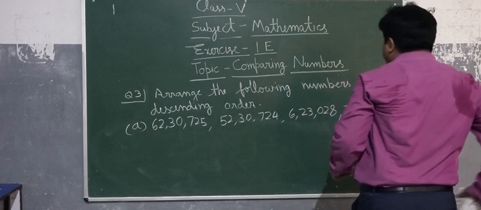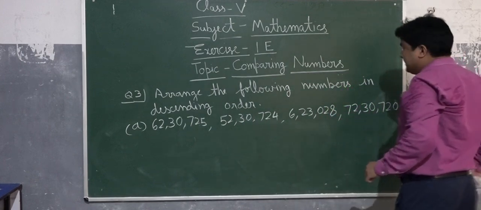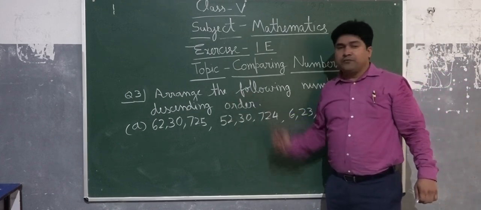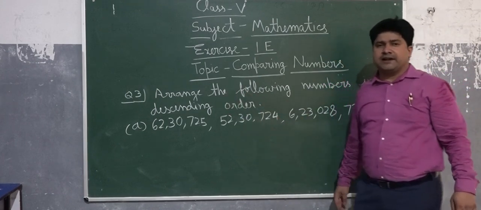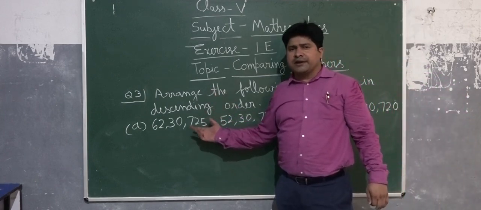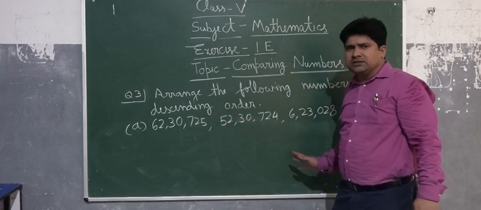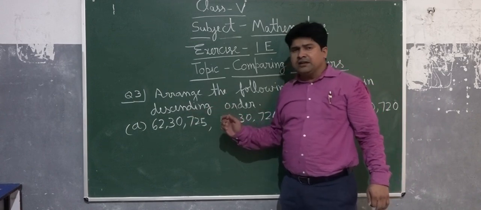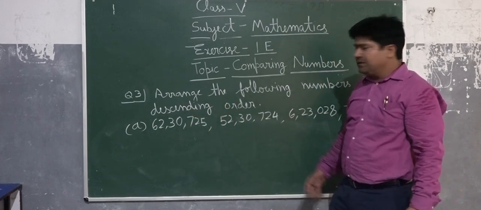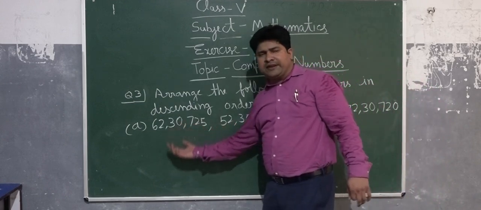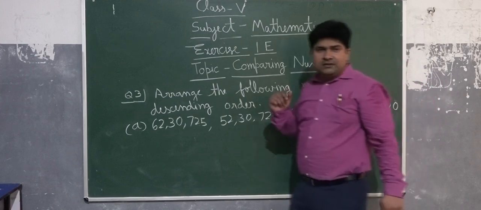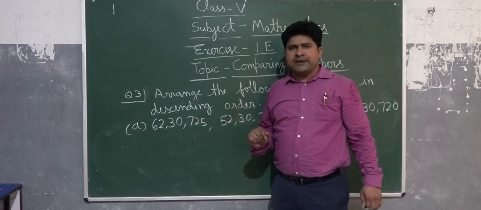Arrange the following numbers in descending order. Descending, we have learned about descending order in the previous class. Descending is, we will start from greatest to smallest. So in this question, we will find out which number is greatest, and the greatest number we will write first. We will apply the rules of comparing numbers.